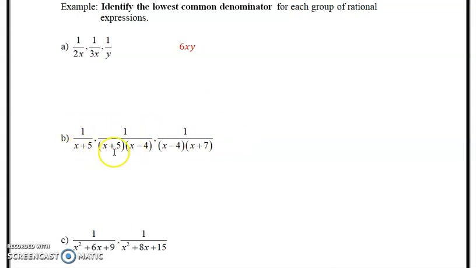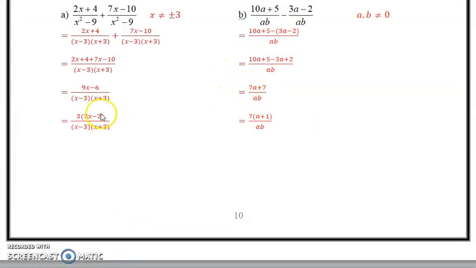So this has an x plus 5, this has an x plus 5, this has an x minus 4, this has an x minus 4, this has an x plus 7. So we have to have all the same ones, right? So all we need to do here is write in the common denominator.